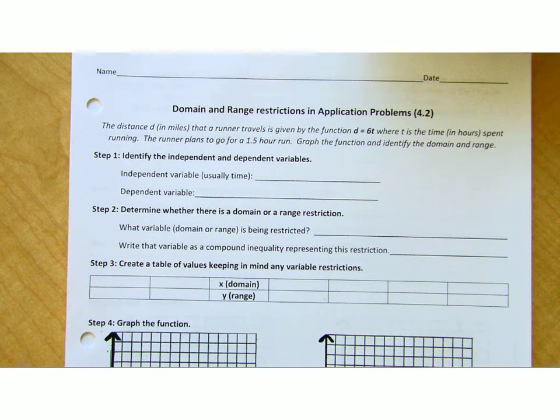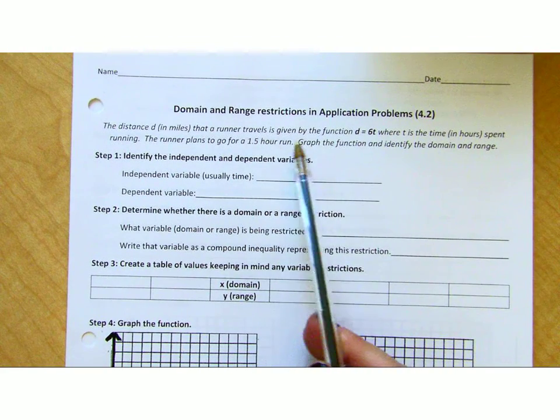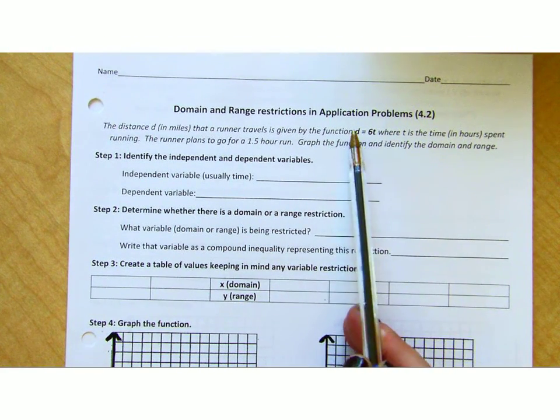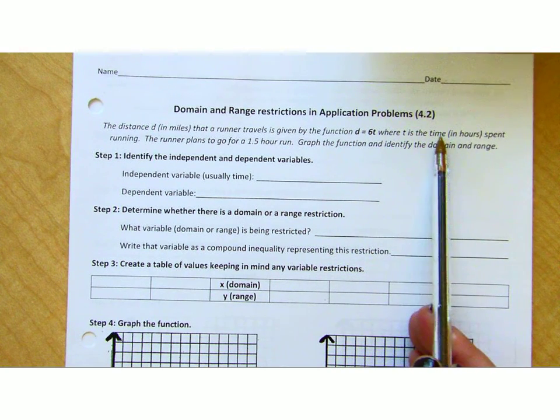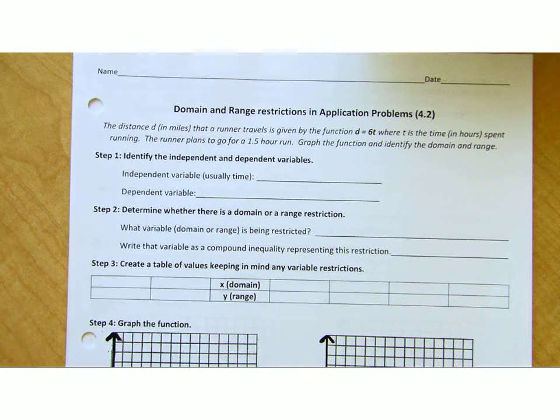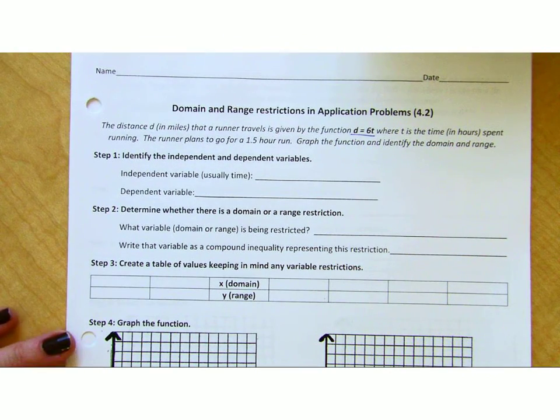So I have a problem that says the distance in miles, we're going to use D for distance, that a runner travels is given by the function D equals 6t, where t is the time in hours spent running. That sounds like a mouthful. Do you guys know by now, whenever you see something like that, they're telling you the unit rate?